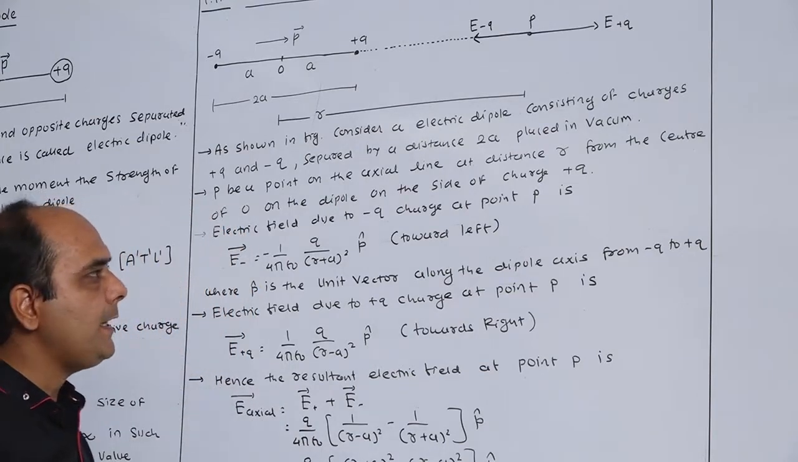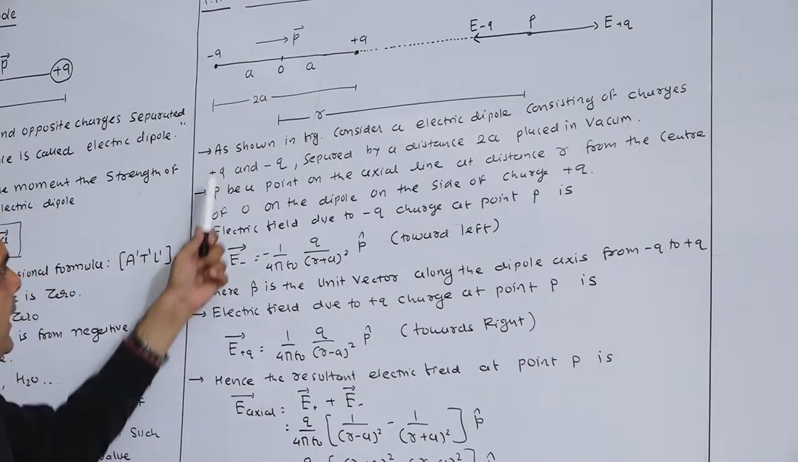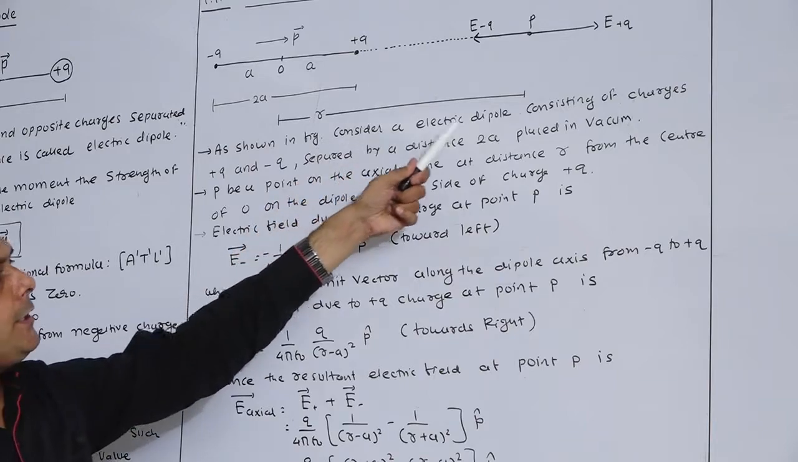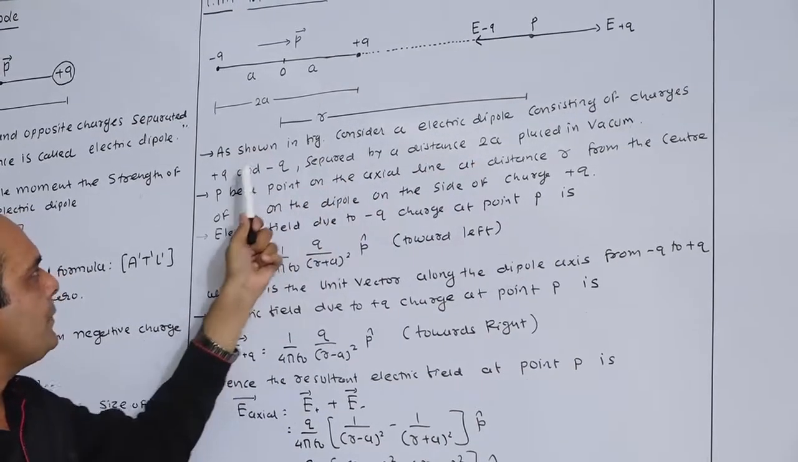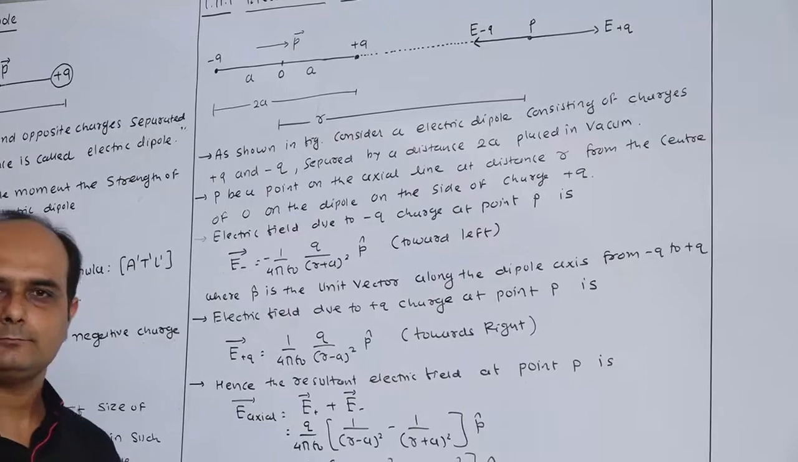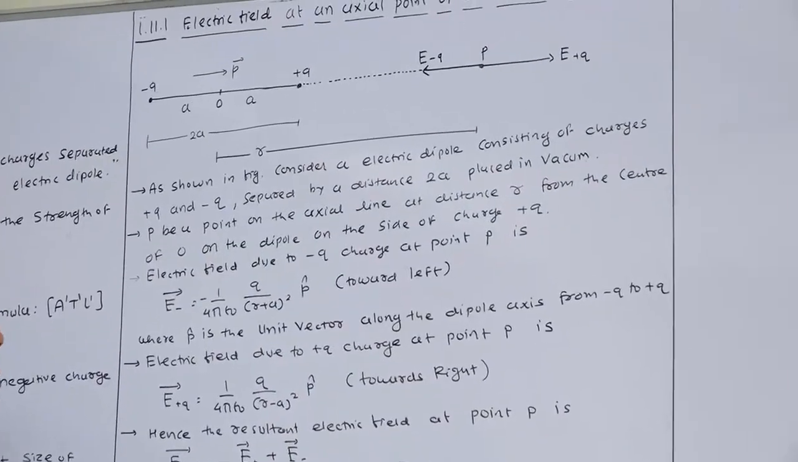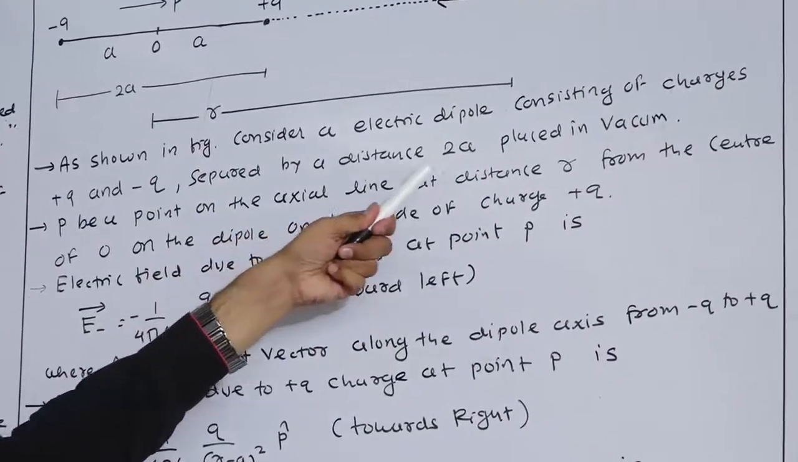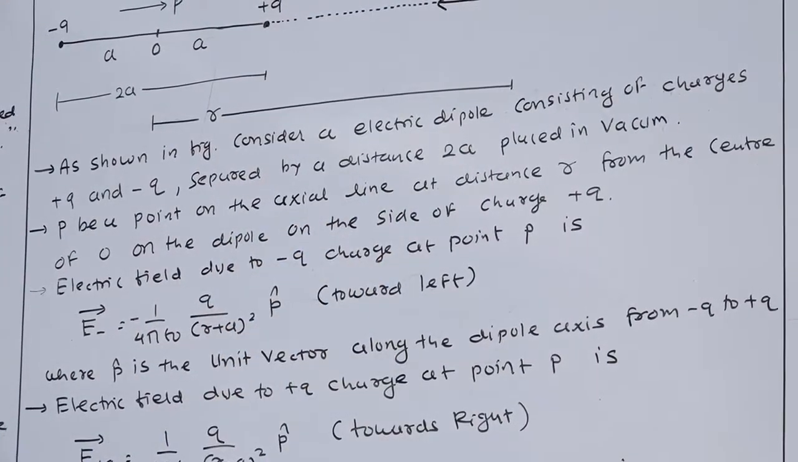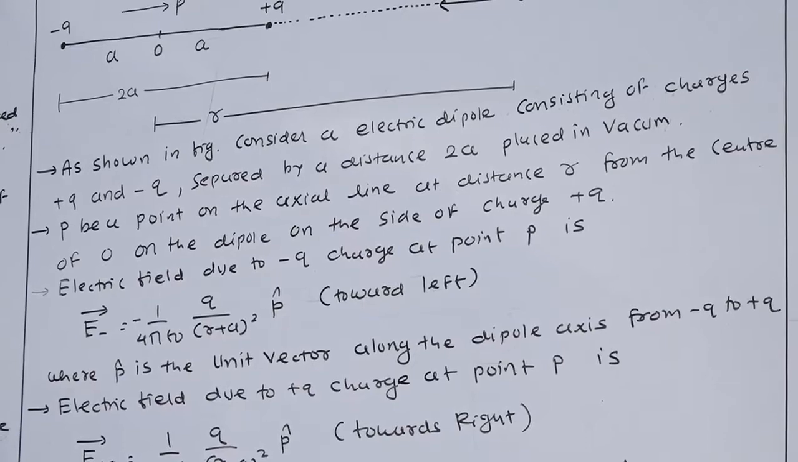Well, there is some explanation from the diagram. As shown in the figure, consider an electric dipole consisting of two charges, plus Q and minus Q, separated by distance 2a, placed in vacuum.